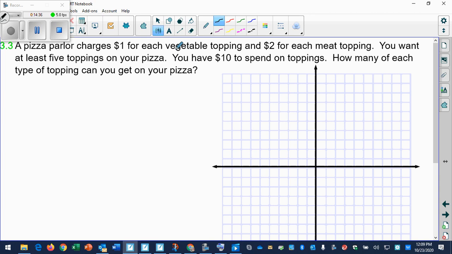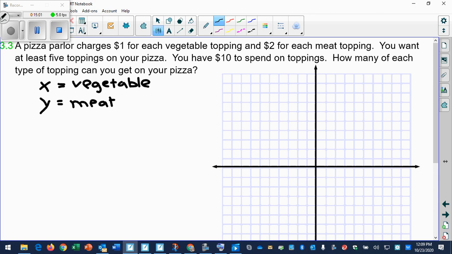So the first thing we want to do is define our X and define our Y. What do we want to make vegetable and what do we want to make meat? Usually I just do the first one for X and the second one for Y. Veggies, you're right. Sorry. Meat.